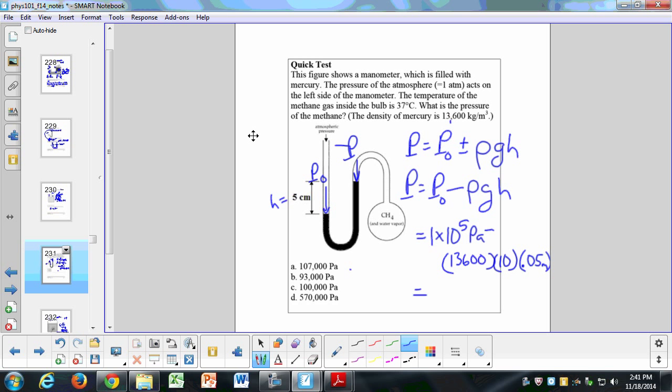And so that's 1 times 10 to the 5th minus some value. The only answer it can be is B here, because I know that P has to be less than P naught. P naught is 100,000, 1 times 10 to the 5th, and it actually turns out to be 93,000 pascals.